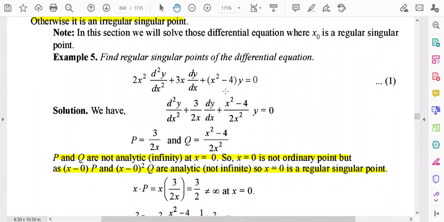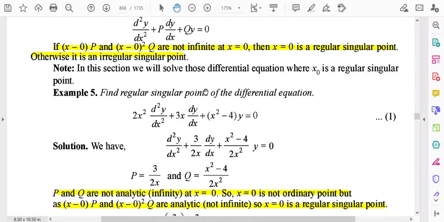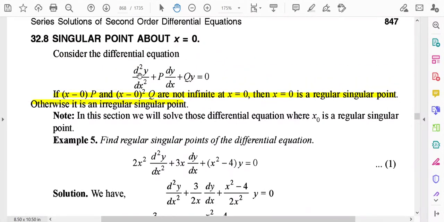So let us assume that this is a differential equation. For example, 2x square d square y by dx square plus 3x into dy by dx plus x square minus 4 into y is equal to 0. So whenever we are given some differential equation to solve in series solution method, firstly we have to convert this differential equation in the standard format. Standard format means in this format, that is d square y by dx square plus p into dy by dx plus q into y is equal to 0. This is the standard format.